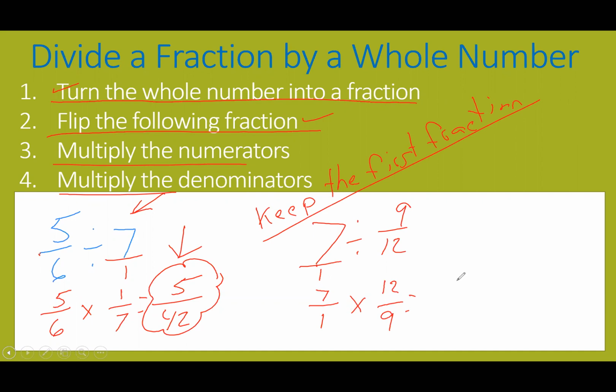7 times 12 is 84. And then 1 times 9 is 9. So I have an improper fraction here. I have a fraction greater than 1. Here I have a fraction less than 1. And on the right, I have a fraction greater than 1. Awesome.